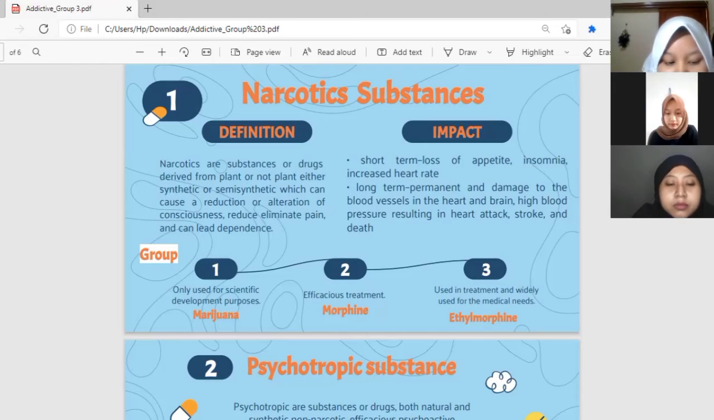And group two is efficacious for treatment, used as a last option, and can be used in treatment or for the purpose of development of science like group one. The examples are morphine, methadone, and pethidine. And the third group is used in treatment and widely used for medical needs. And the example is ethyl morphine.